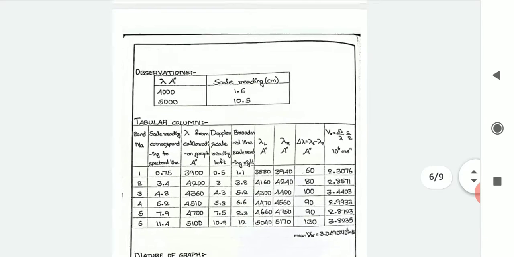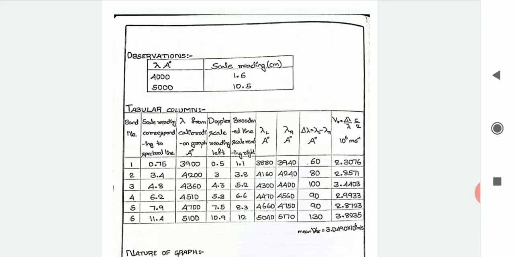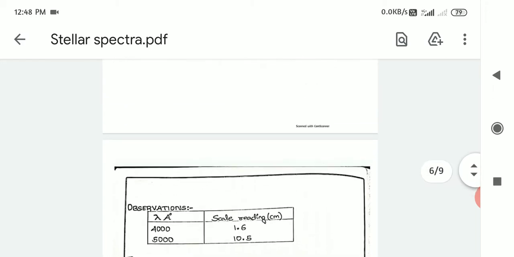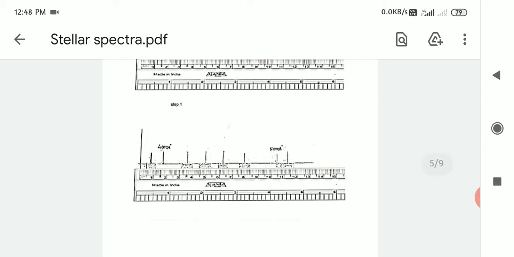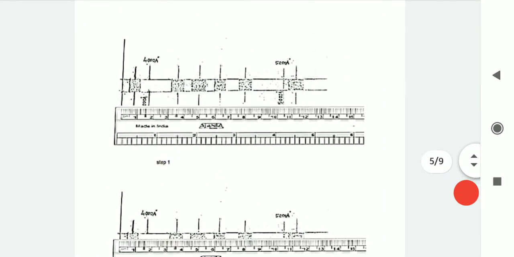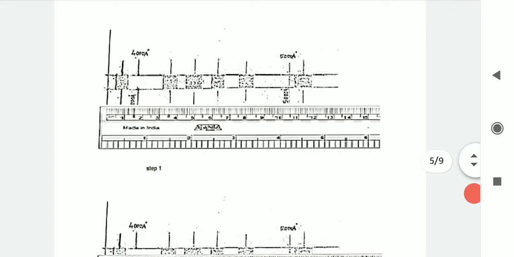In the second step, you have to find the scale readings for the band numbers. Band numbers 1, 2, 3, 4, 5, 6 are there. You have to measure the scale reading. Similarly, for the Doppler effect, you have to measure the values of the left hand side and the right hand side band lengths. Almost 18 readings you have to measure using the scale. Keep the scale here as before. First, take the scale reading for the lines. See, these are the lines.